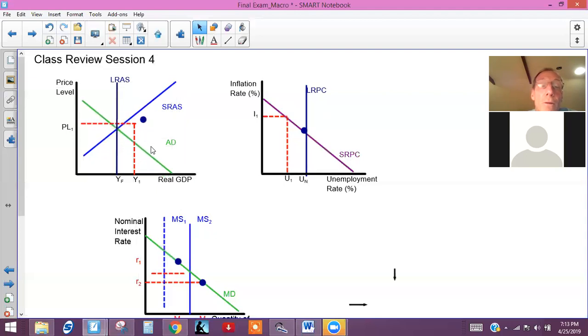But anyway, the thing to keep in your head is a shift over here means a movement over here. And they're just the opposite, because as you move from left to right in the aggregate demand and supply, you're gaining employment. When you're moving from left to right over here, you're gaining in unemployment, which is just the opposite. Okay, price levels are the same. A price level going up and down is very similar to the inflation rate going up and down. Okay, and I believe that's all I wanted to say about that.